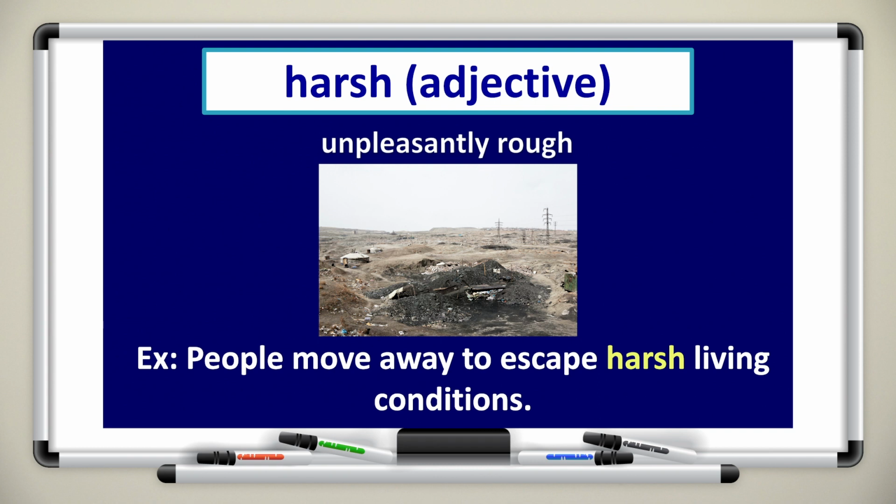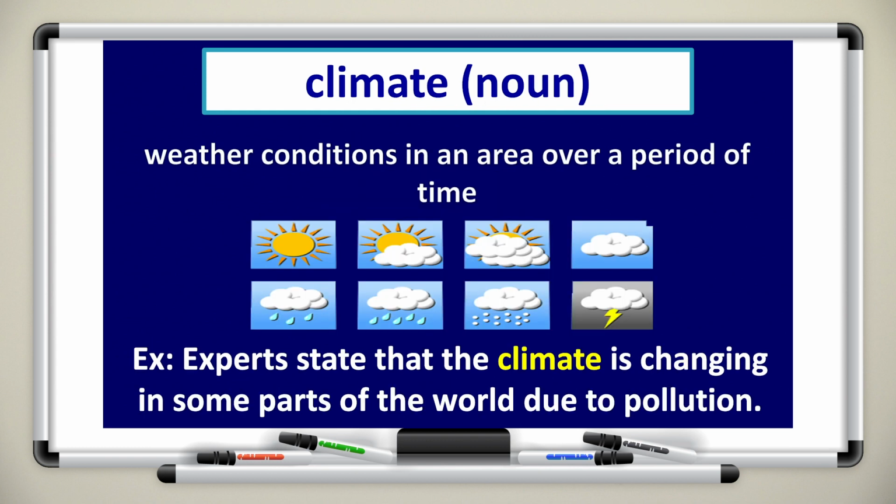human-related causes. Now, harsh, when I say harsh climate, harsh means unpleasantly rough. For example, people move away to escape harsh living conditions. Very rough. And climate means the weather conditions in an area over a period of time. For example, experts state that the climate is changing in some parts of the world due to pollution.